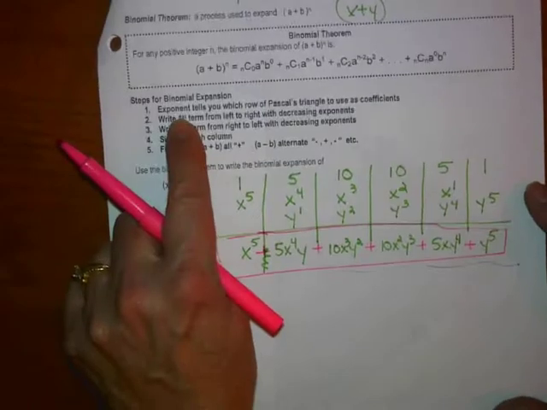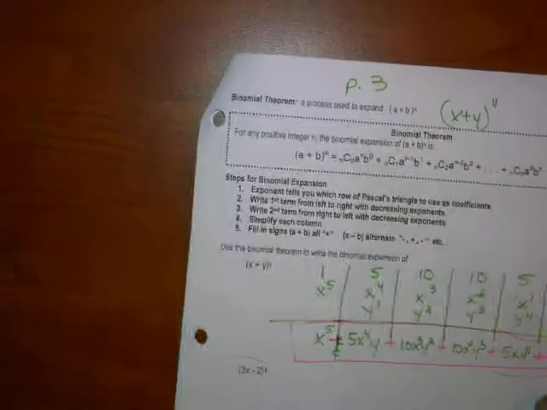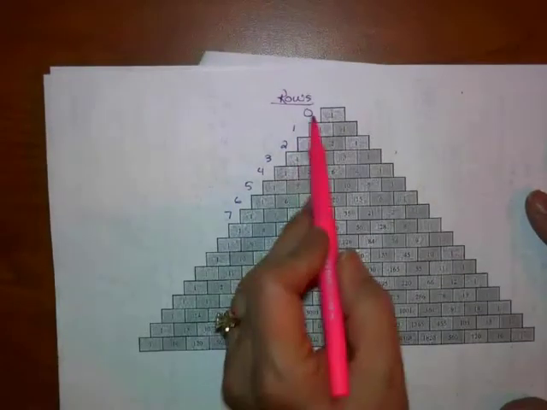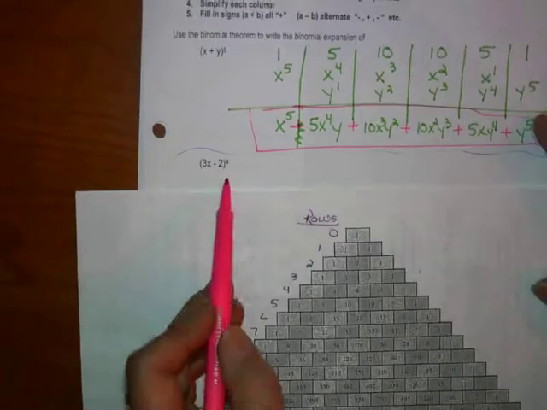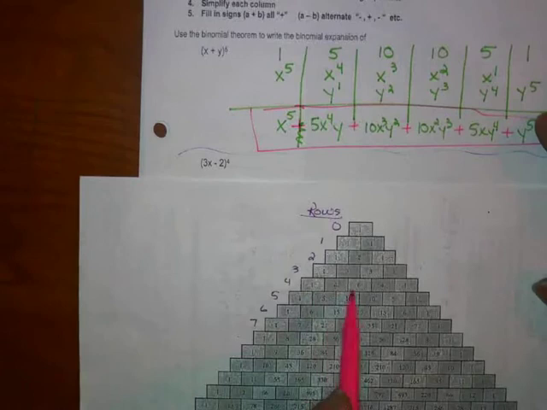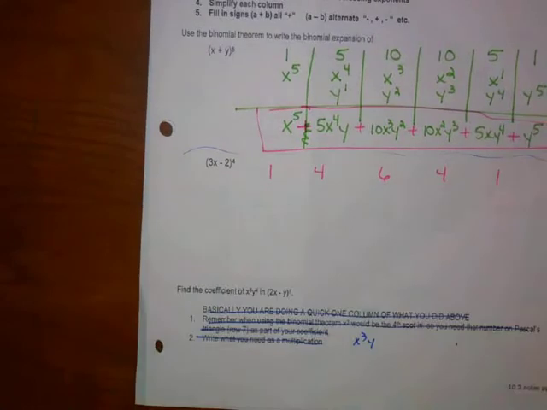Okay, so right here we have 3x minus 2 to the fourth. So remember, the exponent tells you which row of Pascal's triangle to use as coefficients. Now you may notice on the back of your packet, I put an extra copy of Pascal's triangle. So you might want to number the rows just so you don't get messed up. Row 0, 1, 2, 3, 4. Now this right here, the exponent is 4, so I've got to write down 1, 4, 6, 4, 1. That's going to be the first step with a space in between. And that's the beginning.